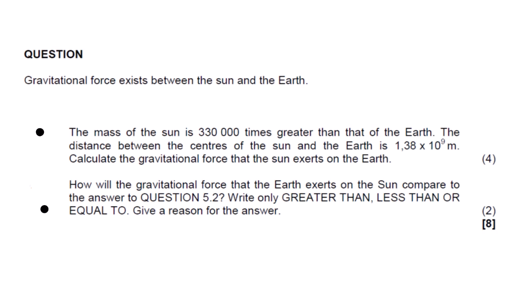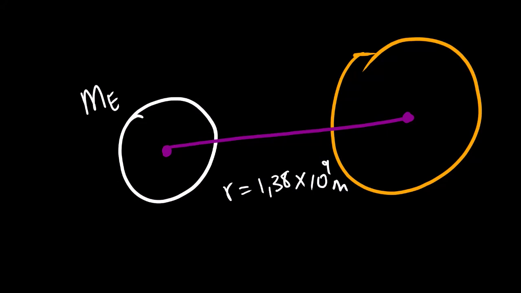Now the scenario says gravitational force exists between the sun and the earth. The mass of the sun is 330,000 times greater than that of the earth. The distance between the centers of the sun and the earth is 1.38 times 10 to the power 9 meters. Calculate the gravitational force that the sun exerts on the earth. So this is the scenario.